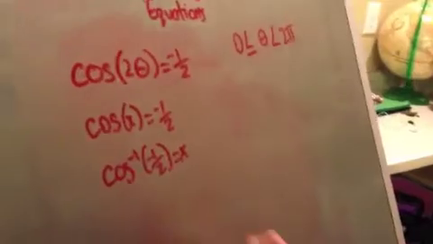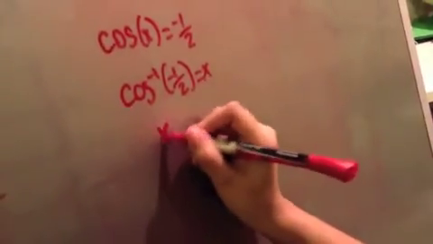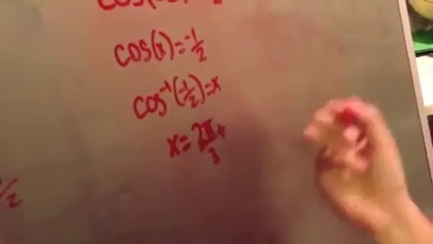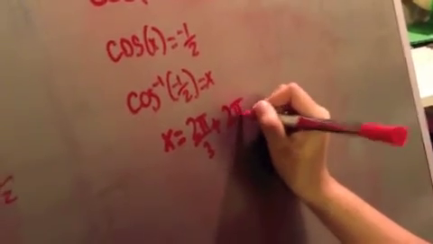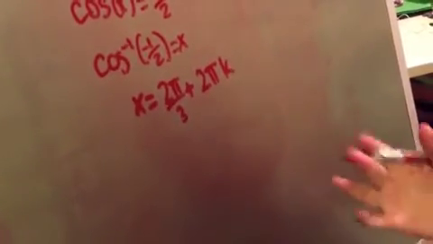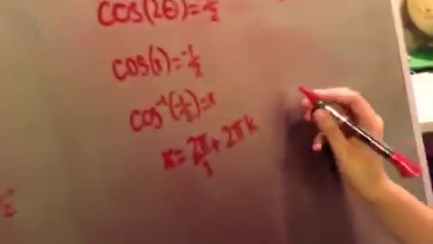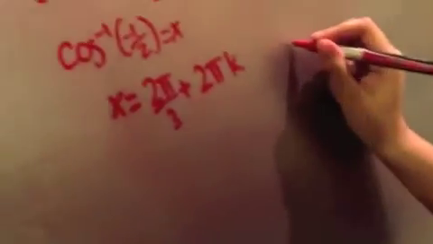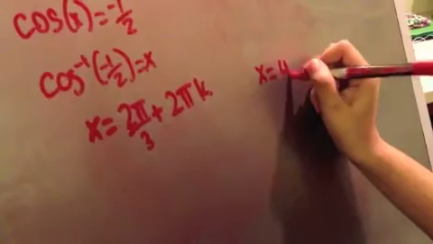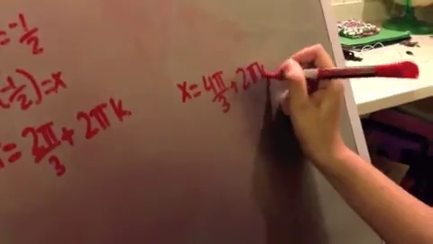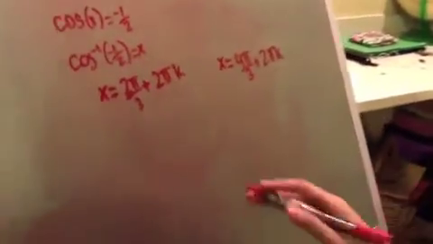Okay, so now we have 2 answers for this. x equals 2 pi over 3 plus 2 pi k, as we established before. Just a reminder, we add in the k to make sure we covered all the different values in the unit circle in which we get -1/2 as an answer. And then we also had 4 pi over 3 plus 2 pi k. k is a variable that can stand for any number that you want to plug in there.